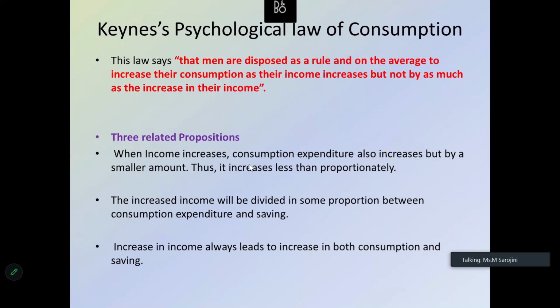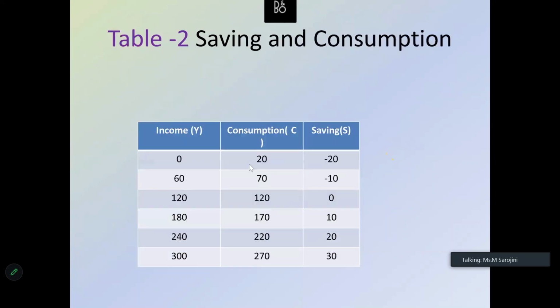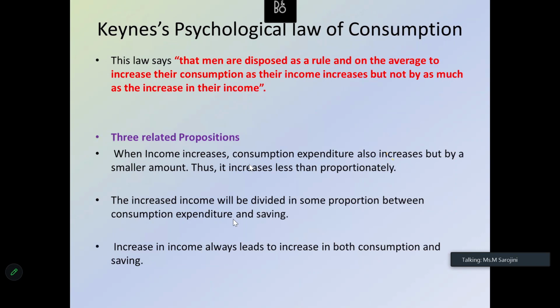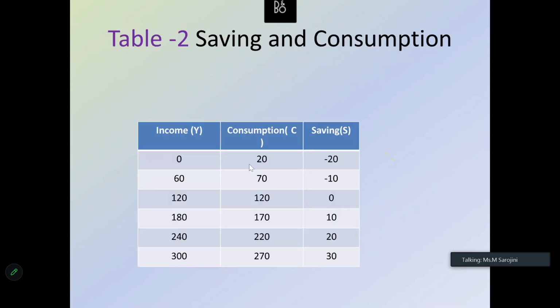The third one is increase in income always leads to increase in both consumption and saving. Once the income increases further, consumption will increase. Also, saving increases. Here you can observe clearly this table to explain the three proportions related with the Keynesian psychological law. You can observe here.